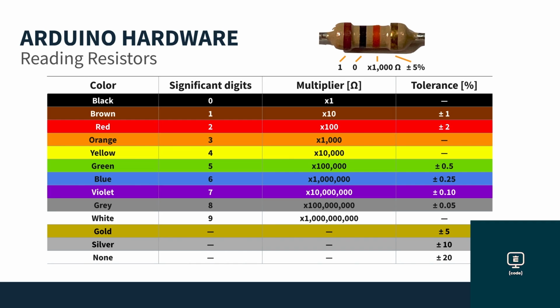The last band is the tolerance band, and it means this value is going to be within 5% plus or minus of this total value. So take the three values together, and you end up with 10K ohm, 10,000 ohms. So that's one type you need.